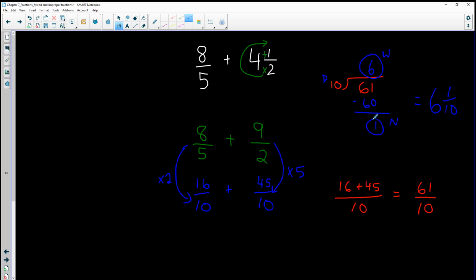Then to do a quick check to make sure this is good, you can just do WD plus N again. 10 times 6 is 60, add 1 is 61 over 10, which matches here, so we know that we've got the correct mixed number. That answer again being 6 and 1/10.